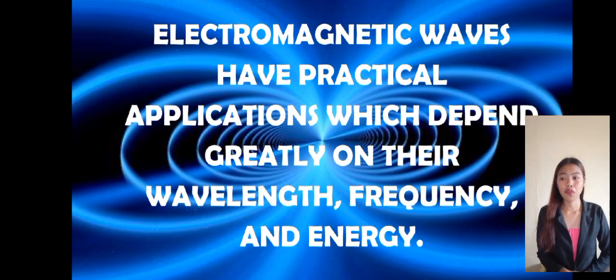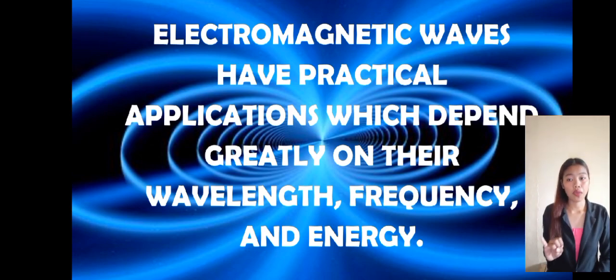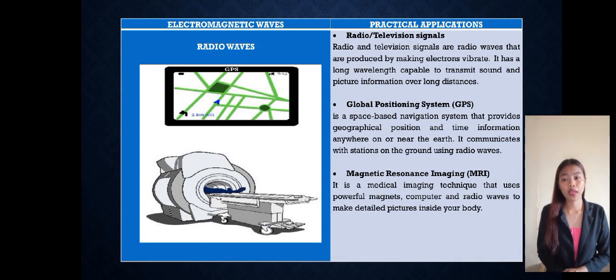So first, we have the radio wave. The practical applications are radio, television, and signals. Radio and television signals are radio waves that are produced by making electrons vibrate. They have a low frequency, capable of transmitting sound and picture information over long distances.